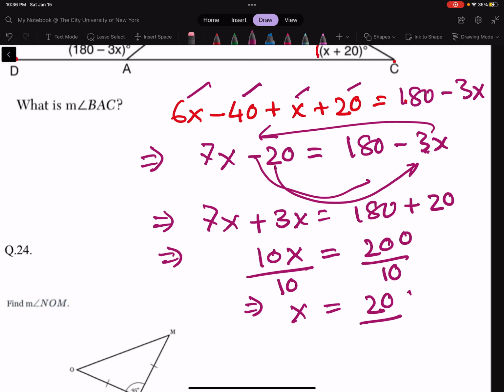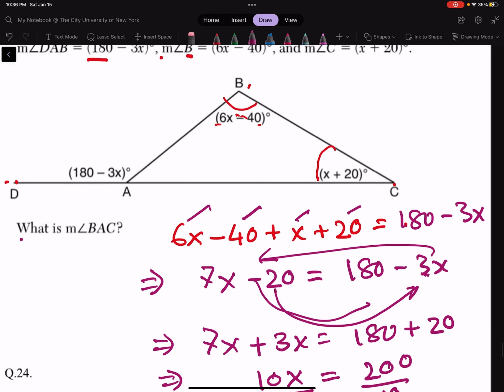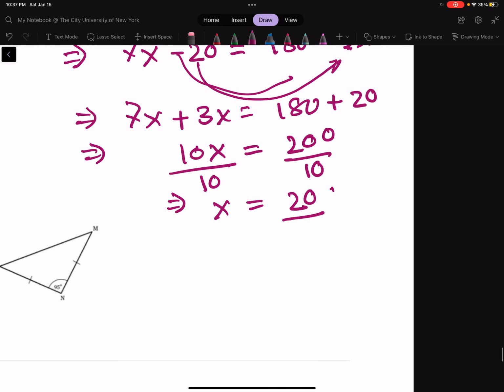All right, so now what they've asked for is the measure of BAC. So look for BAC. What will that be? This is the supplementary angle of this angle. So let's find out DAB, 180 minus 3x. So we say 180 minus 3x, with x equal to 20.